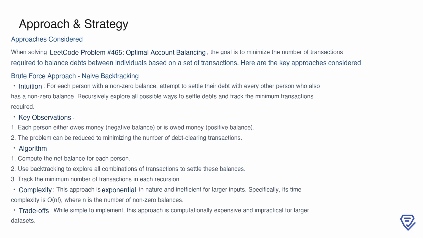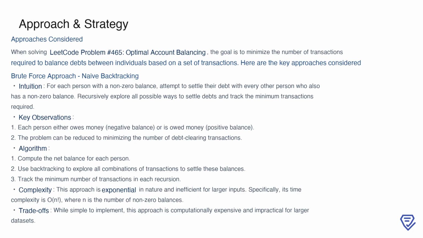When tackling problem number 465, optimal account balancing, the primary objective is to minimize the number of transactions needed to settle debts among individuals. One initial approach to consider is the brute force method, which uses naive backtracking. The intuition here is straightforward: for each person with a non-zero balance, we attempt to settle their debt with every other person who also has a non-zero balance. This involves recursively exploring every possible way to settle these debts and keeping track of the minimum number of transactions required.